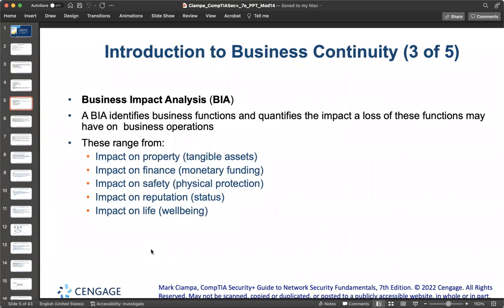One of the first steps that you take is identifying the risks, right? And within the realm of identifying the risks and threats that you're dealing with, you're going to conduct something called BIA, or Business Impact Analysis. A BIA identifies business functions first and quantifies the impact a loss of these functions may have on business operations.